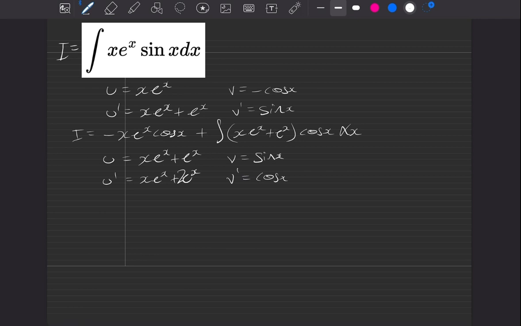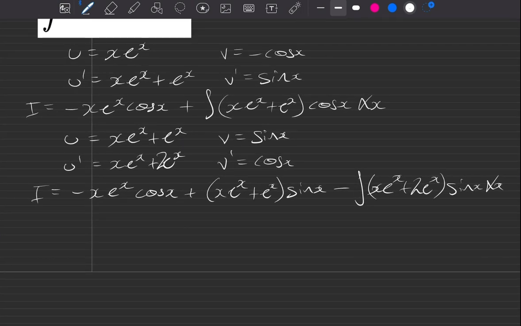So let's stick that all in. I is equal to the same thing before, minus x e to the x cosine of x plus u times v. So in brackets, x e to the x plus e to the x multiplied by sine of x. Take away u dash v. So we'll have, take away the integral of u dash v. So x e to the x plus 2 e to the x, all in brackets, times by sine of x, all with respect to x.